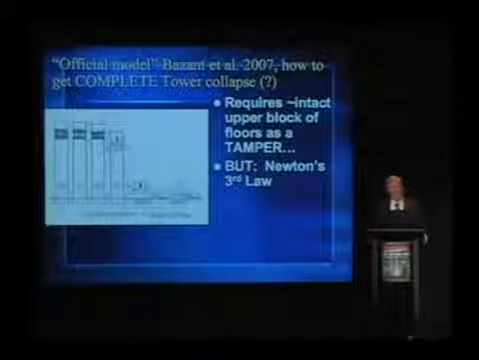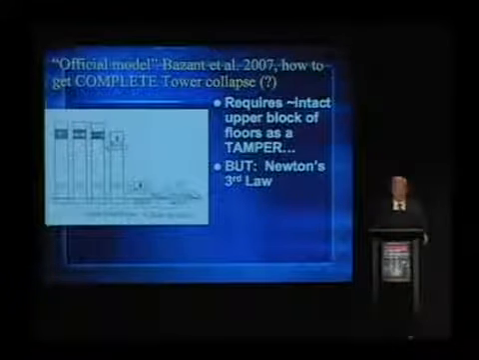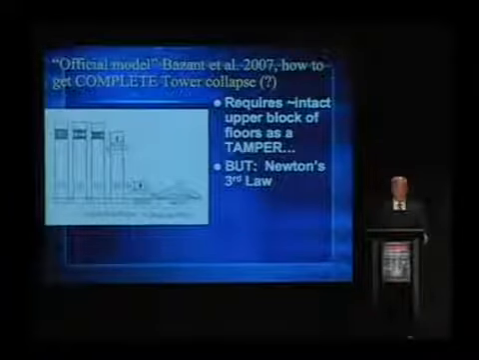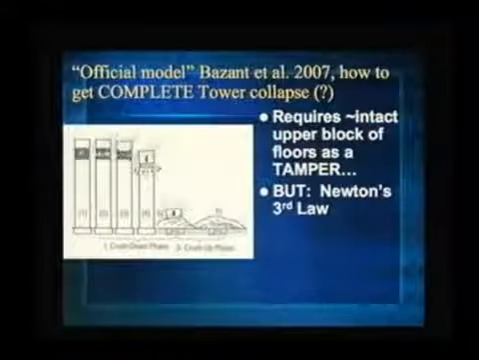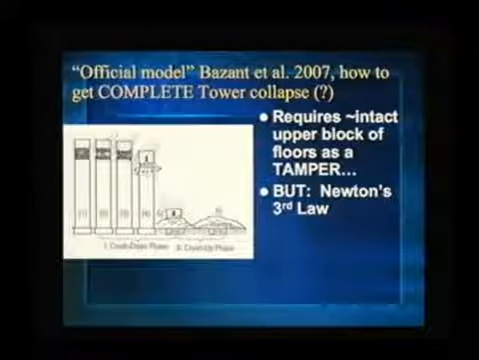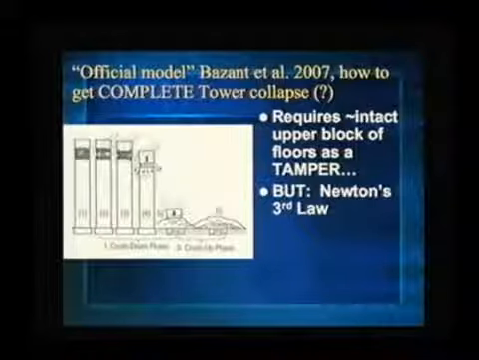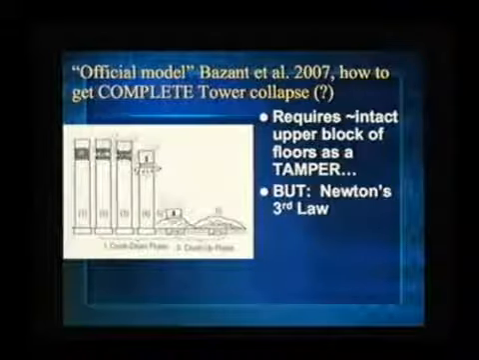But okay, back to the official model now presented by Bazant in a published paper, on how to get a complete tower collapse. Their argument in this paper is that where the planes went in and there are fires, then somehow there's this weakness, rather simultaneous, and this upper block of floors acts as a tamper to push down, so it stays fairly intact as a tamper. Makes some sense, right?